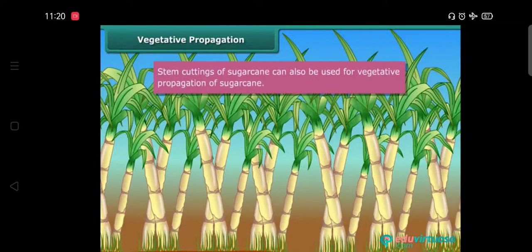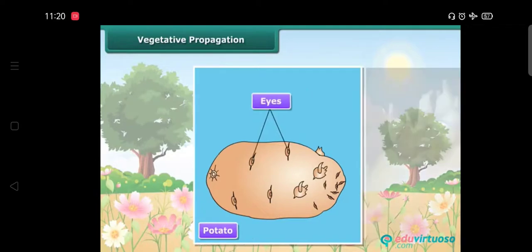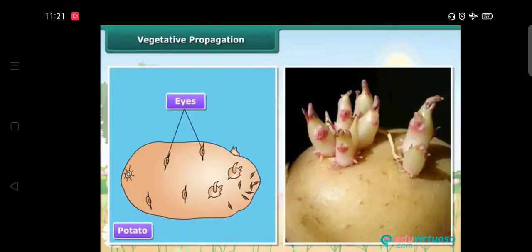Similarly, stem cuttings of sugarcane can also be used for vegetative propagation of sugarcane. Do you know potato is the edible stem of a plant? It bears small scars on it called eyes. Well, these are the axillary buds. Each eye on a potato can give rise to new plants by forming shoot above and root below.